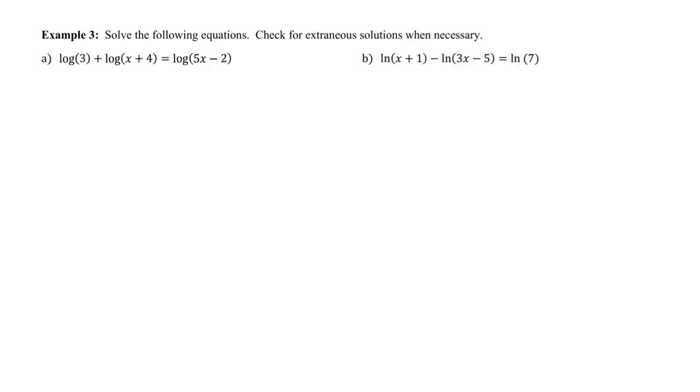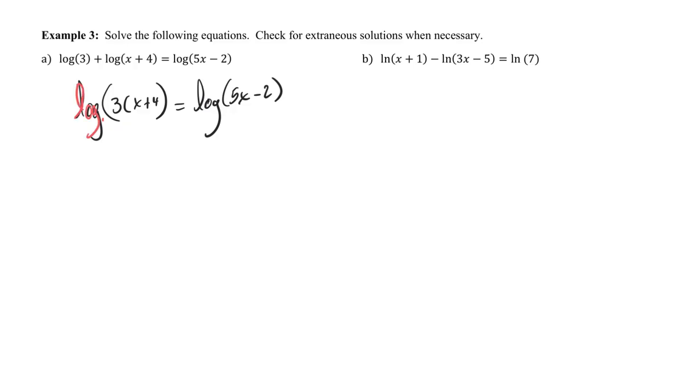Well, on the left, I have 2 logs. So how can I condense those 2 right there? Well, it's a multiplying idea, right? So that's what I could do. Now look, this log and its base of 10 and this log and its base of 10 are already equal. So I don't have to worry about those. But this 3 times x plus 4 has got to be equal to 5x minus 2, right? So we solve that. 3x plus 12 equals 5x minus 2.